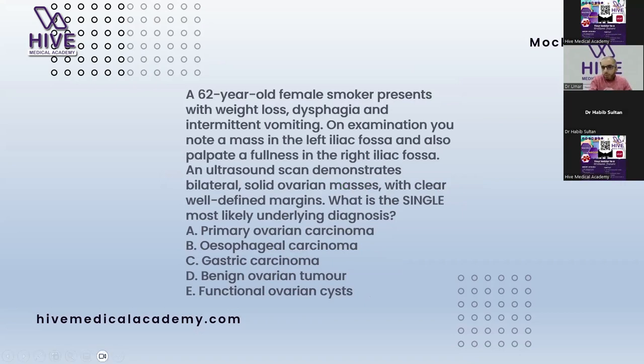A 62-year-old female smoker presents with weight loss, dysphagia, and intermittent vomiting. On examination, you note a mass in the left iliac fossa and also palpate a fullness in the right iliac fossa. An ultrasound scan demonstrates bilateral solid ovarian masses with clear, well-defined margins. What is the single most likely underlying diagnosis? The options are primary ovarian carcinoma, esophageal carcinoma, gastric carcinoma, benign ovarian tumor, or functional ovarian cysts.